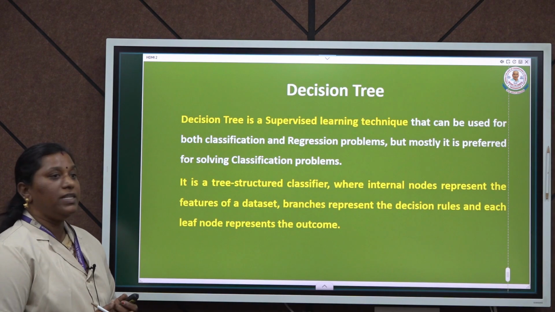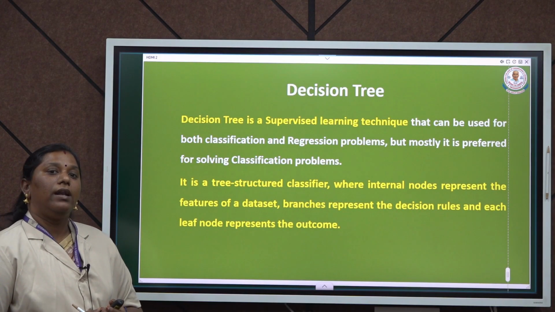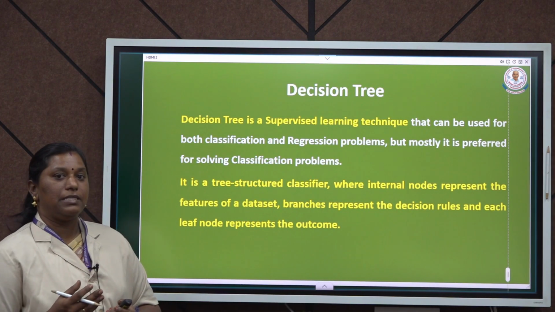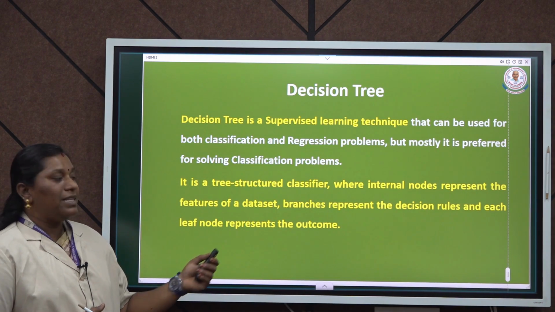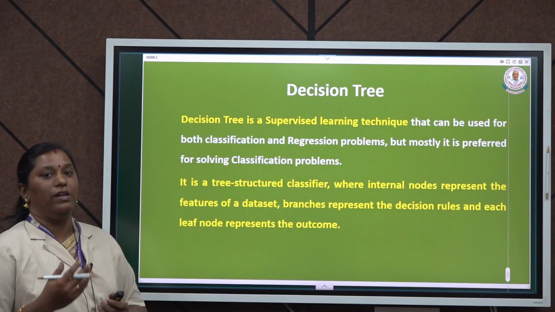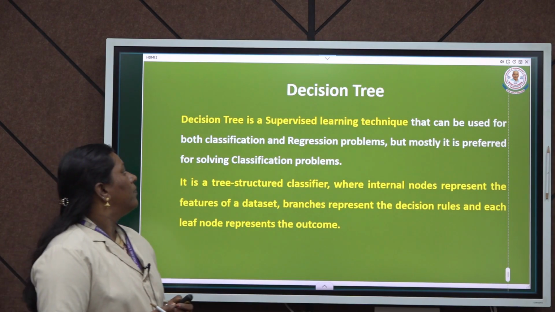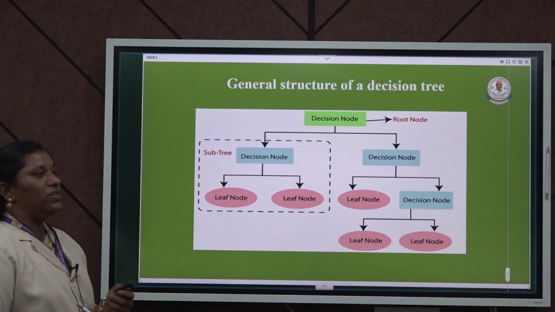So, the decision tree is a tree structure like classifier, where the internal nodes represent the features of the data set and the branches represent the decision rules, and each leaf node represents the outcome. So, this is the general structure of the decision tree.